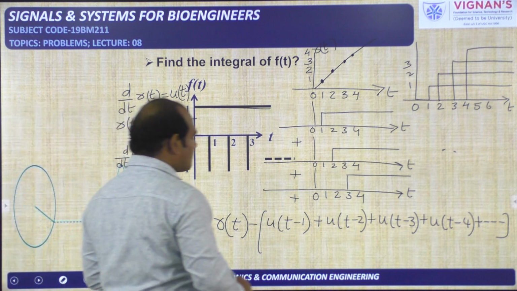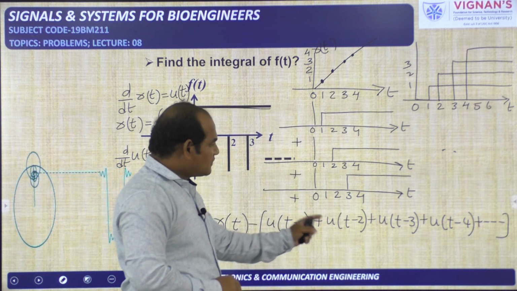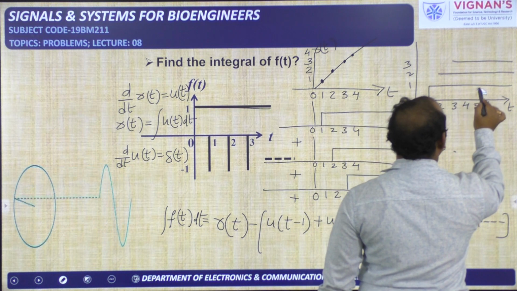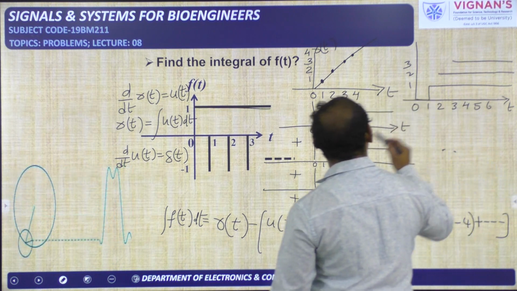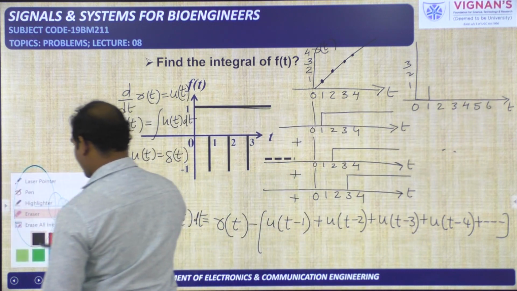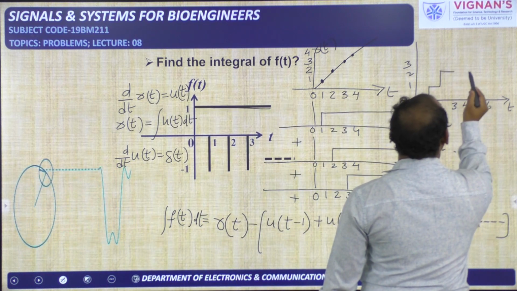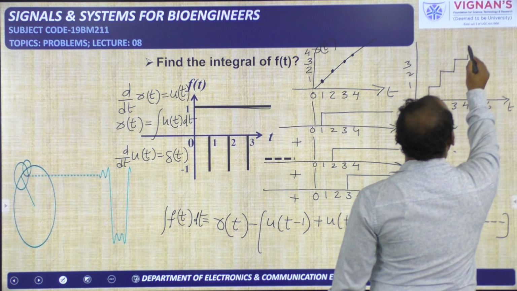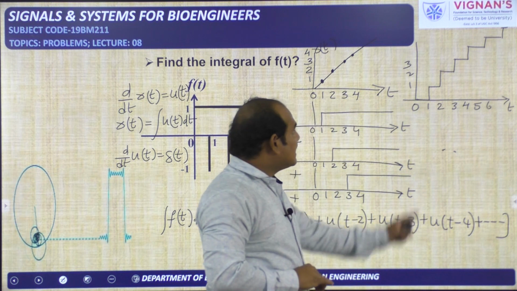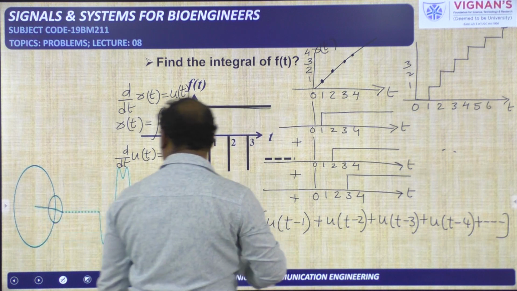Resultant signal means this is a signal representing only this part, u of t minus 1 plus u of t minus 2 plus u of t minus 3 and so on. So like this it will be going on. Okay, this is only for this part, u of t minus 1 plus u of t minus 2 and so on.